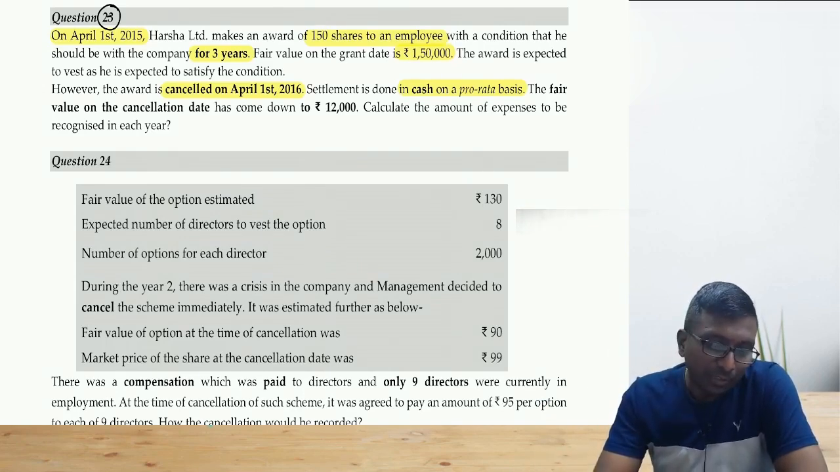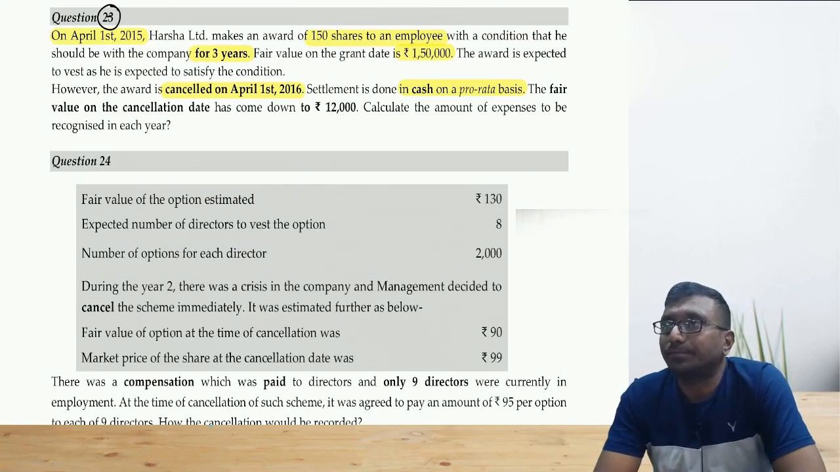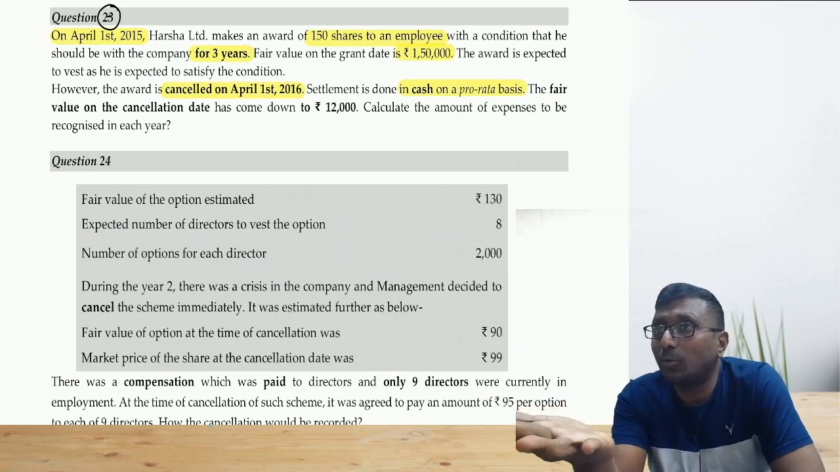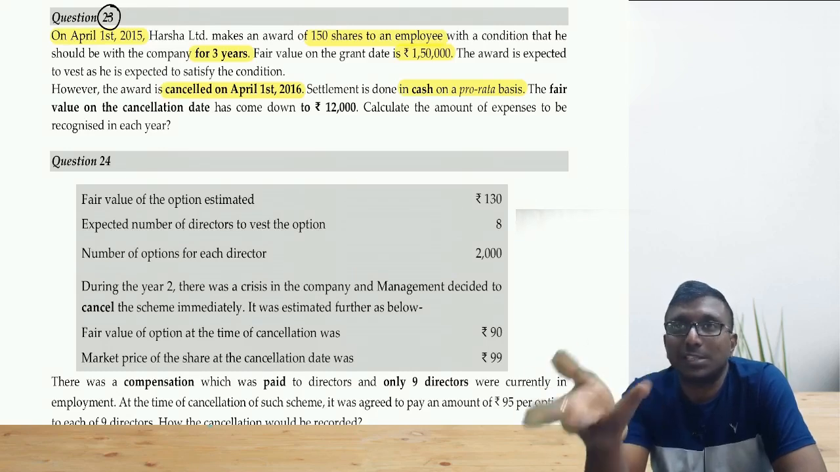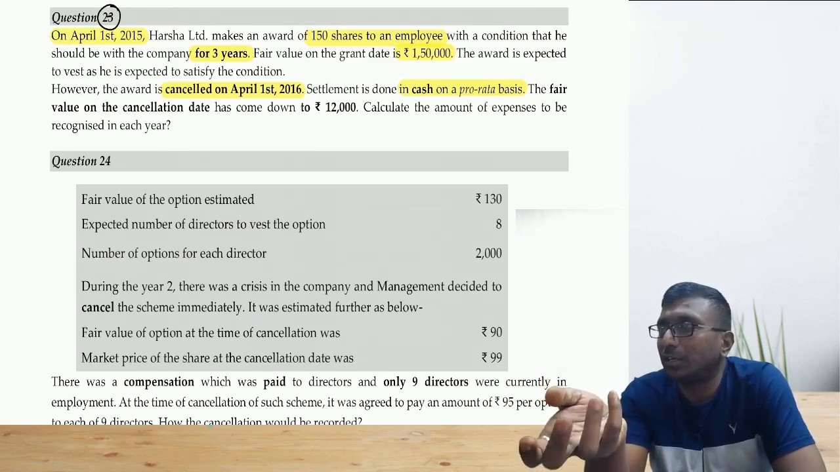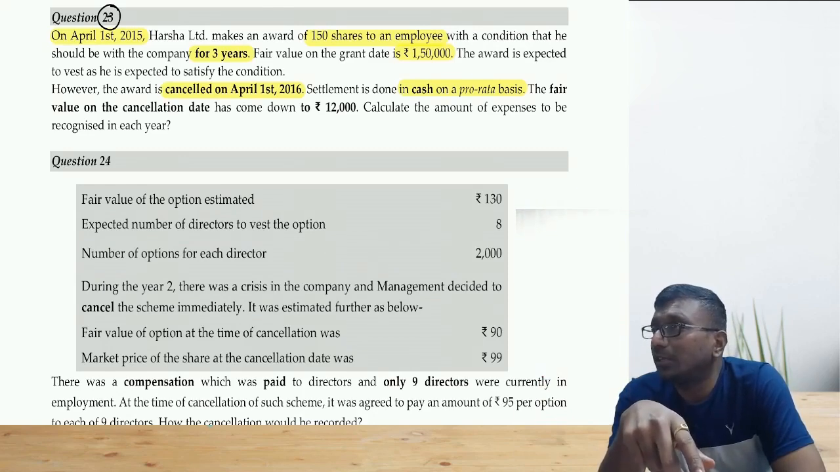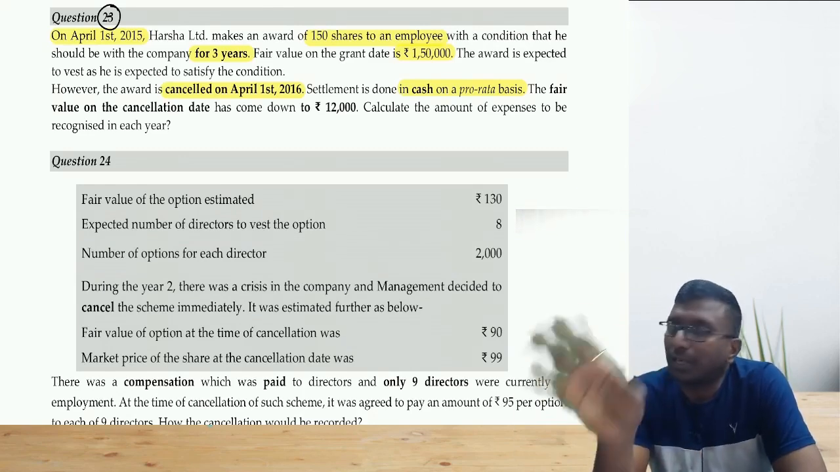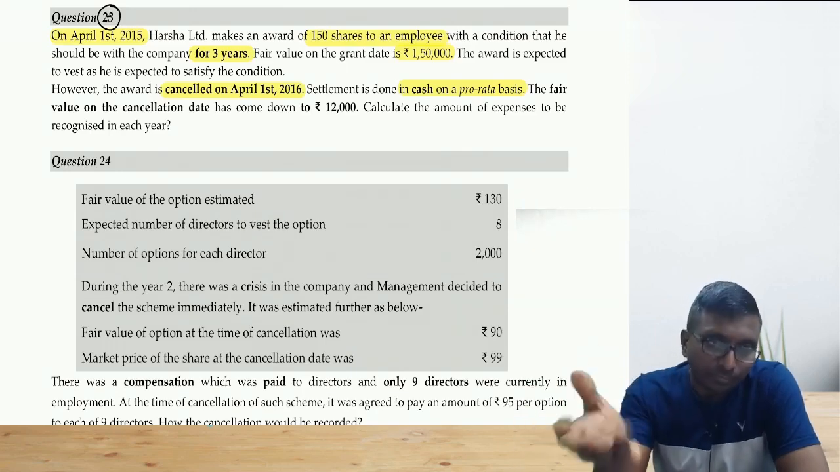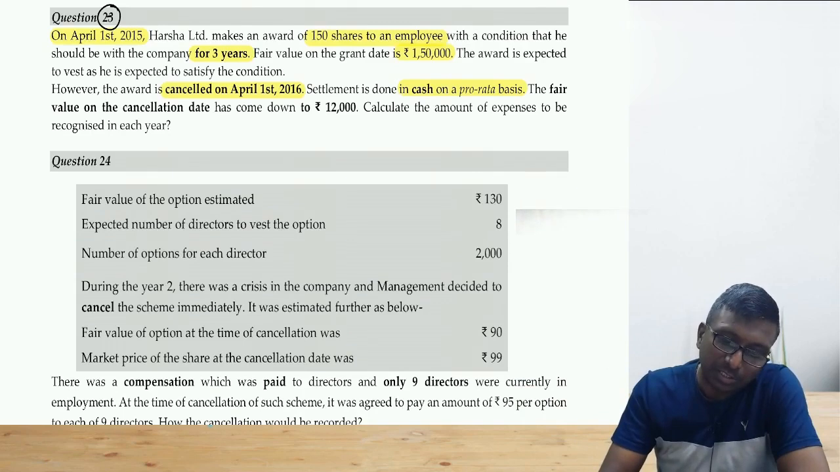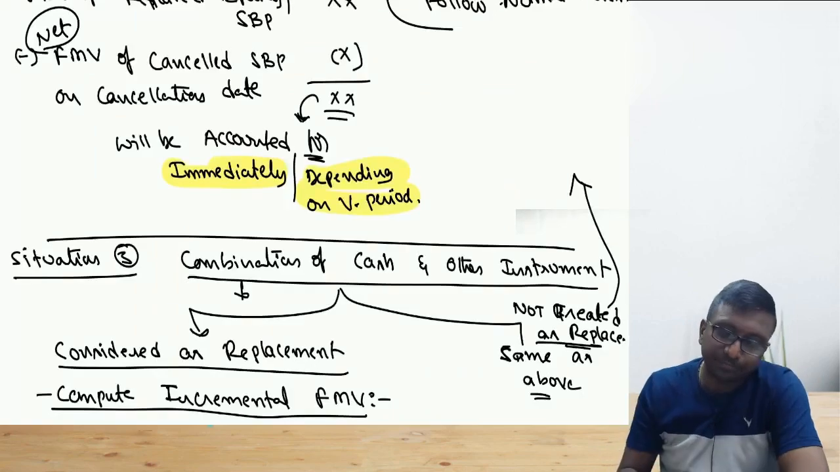That's up to them. The fair value on the cancellation date actually came down to 12,000. Real instrument value came to 12,000. But still I am giving you 50,000. That means 38,000 rupees is excess I am paying over and above fair value. That 38,000 should be charged to P&L. Have you understood? Calculate the amount of expense to be recognized in every year.